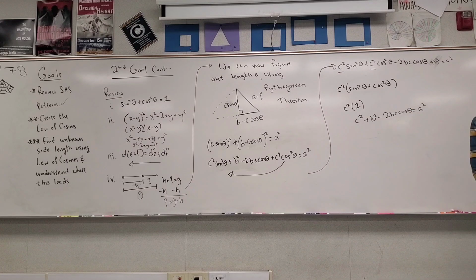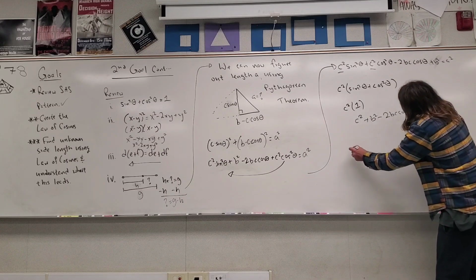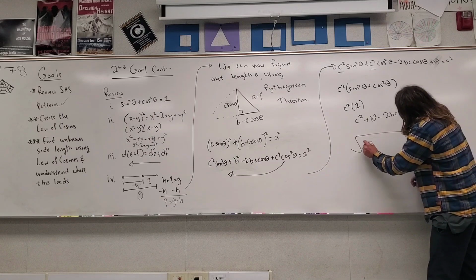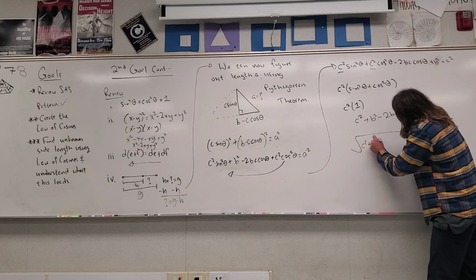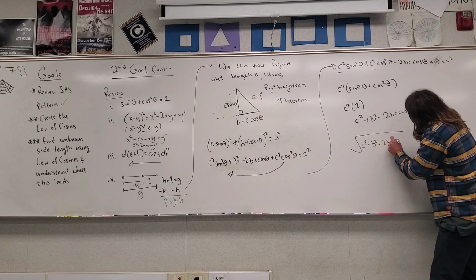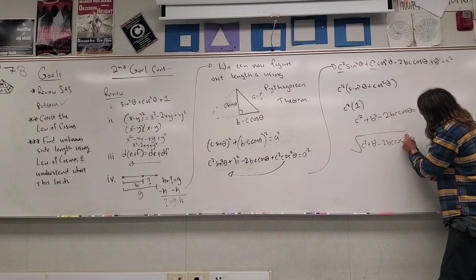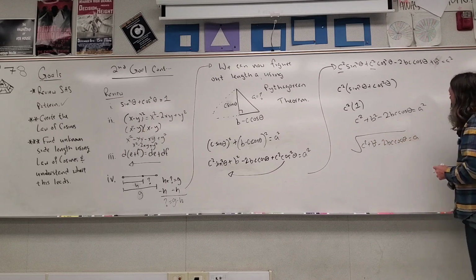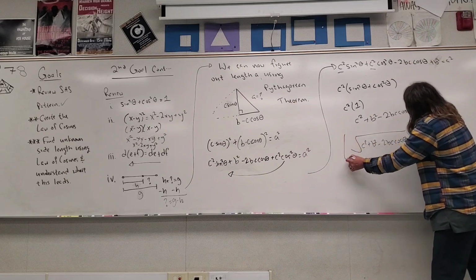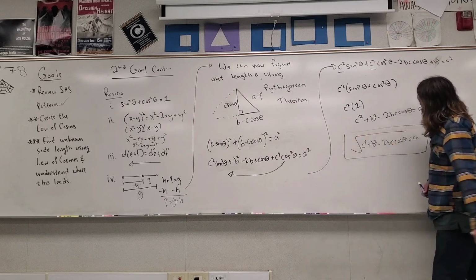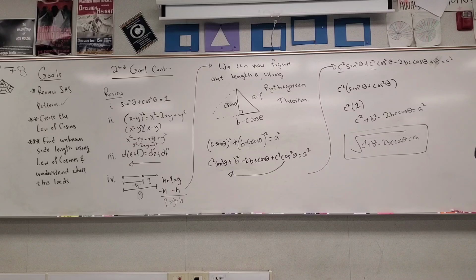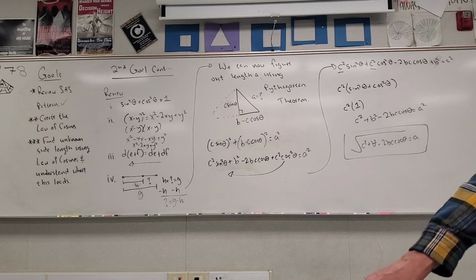Now the length of A is going to be the square root of c squared plus b squared minus 2bc cosine of theta. That's our length of A. So we can now calculate our length of A, or the third side, when we have a side angle side pattern. So let's write that down.